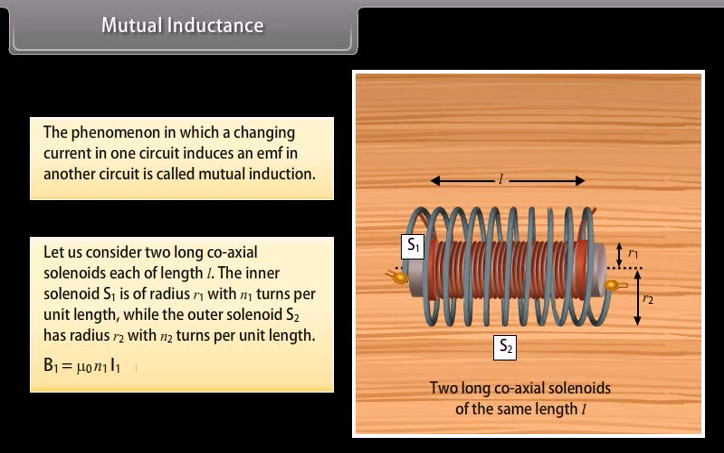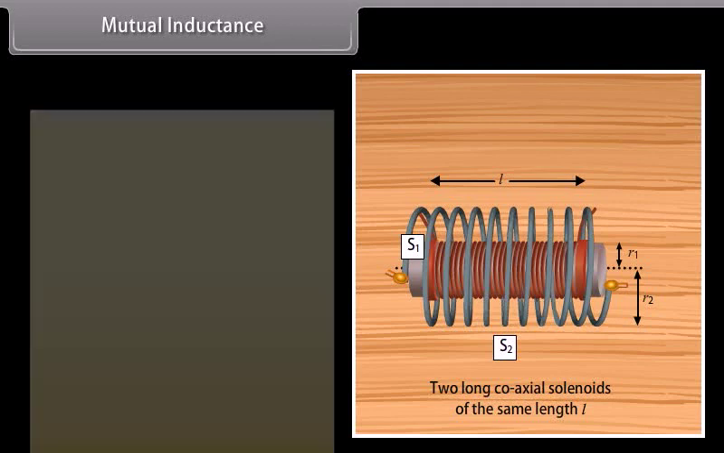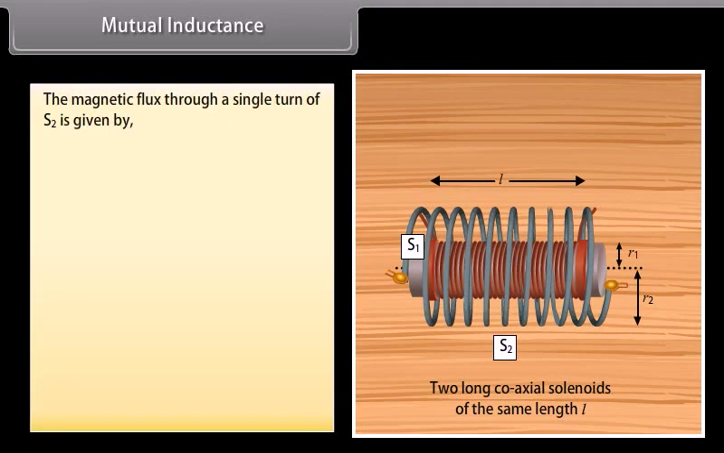B1 is equal to mu naught N1 I1. The magnetic flux through a single turn of S2 is given by mu naught N1 pi R1 square I1.